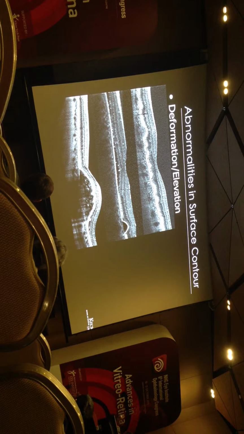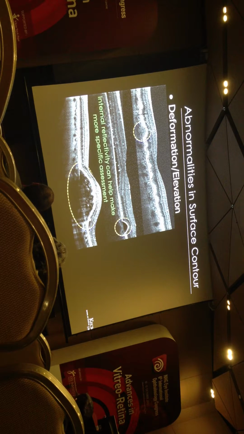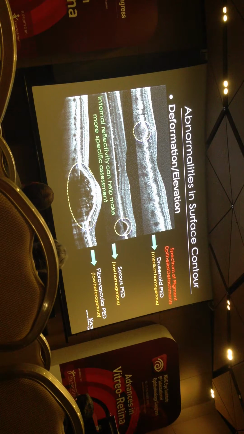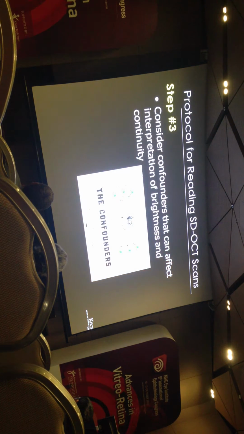Again, of course, I don't want to upset our multimodal advocates, because I'm also a multimodal advocate, because you still need to get the other 10%. But in any event, deformations and elevations are something we always look for, these kinds of surface contours. And of course, always look at the reflectivity internally of these structures, because you can see these are typical examples of drusenoid PED with homogeneous, medium internal reflectivity, serous PED, homogeneous, low reflectivity, and then a fibrovascular PED where you can see the vascular channels and this intermediate type of reflectivity.